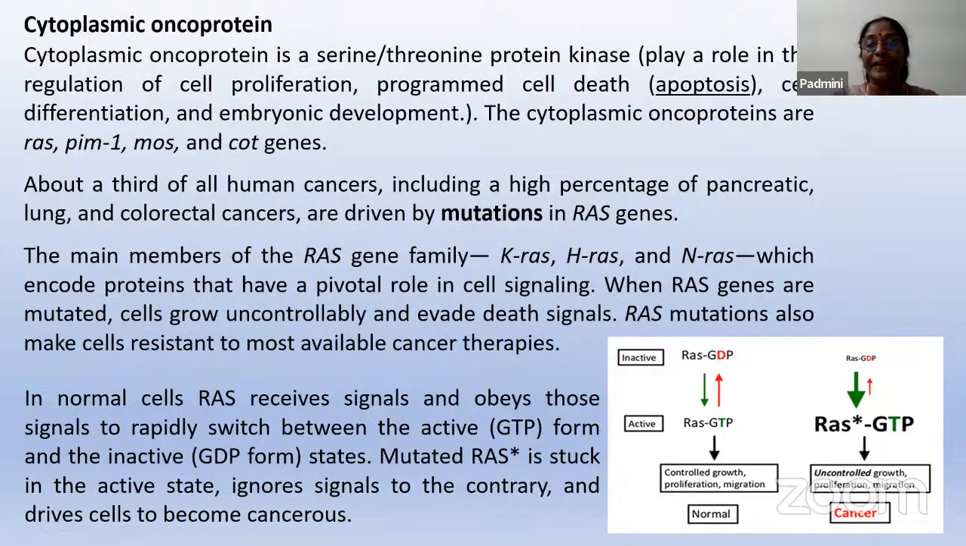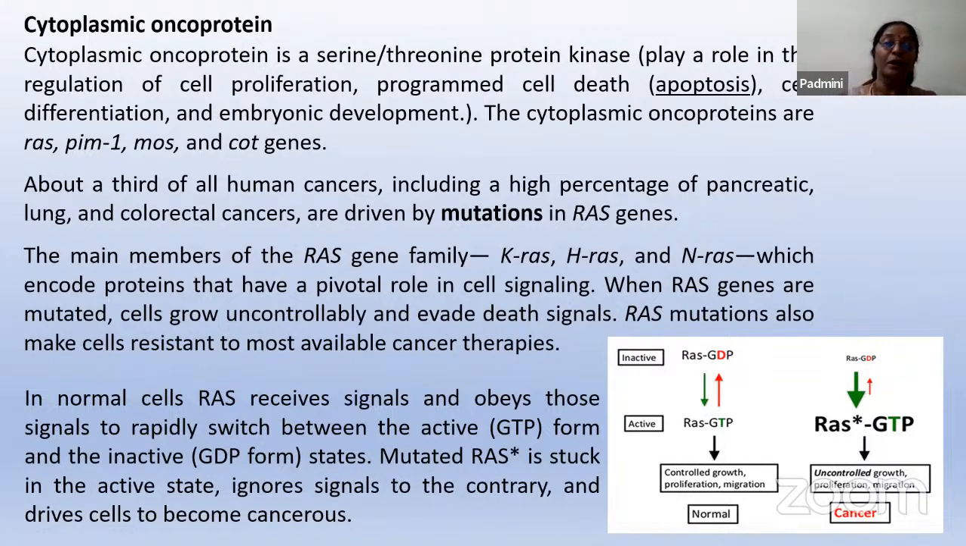KRAS, HRAS, and NRAS genes encode proteins that have an important role in cell signaling, that is, cell proliferation and embryonic development. When the RAS genes are mutated, cells grow uncontrollably and evade cell death, leading to cancers. The RAS mutation also makes cells resistant to most available cancer therapies.